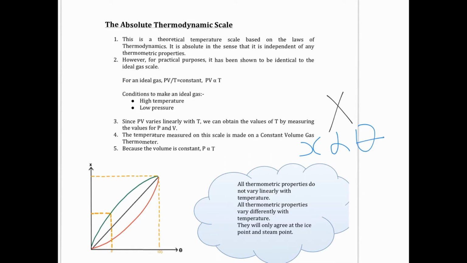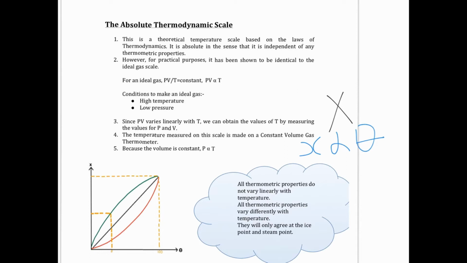And another problem is that because they are all not linear relationships, there are also different types of curves. So, for example, if you look at this green color curve and this red color curve, they are all different types of curves. So that's what it means by all thermometric properties vary differently with temperature. So what will happen is they will only agree at the ice point and steam point, which is here and here, because those are the two points we use to calibrate the thermometer.